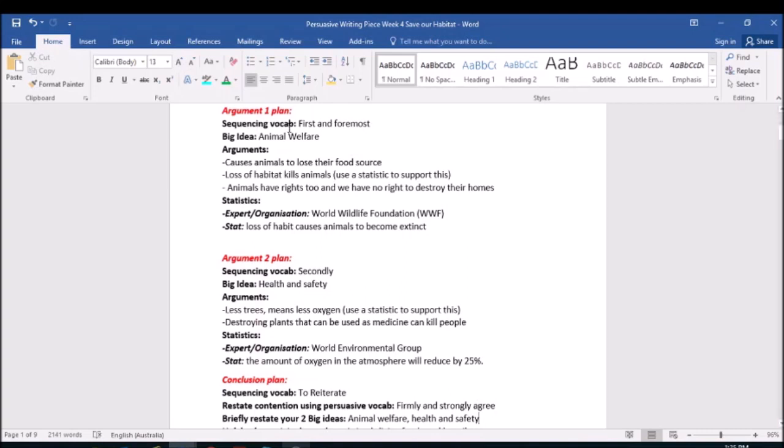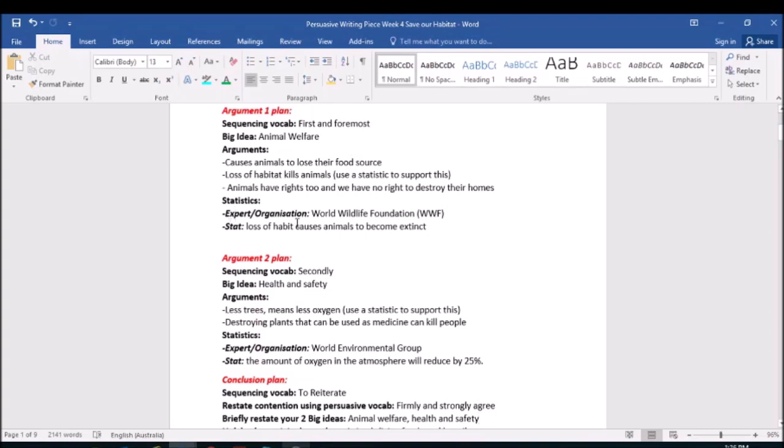So the sequencing vocab that I'm going to start off with my first argument is first and foremost. The big idea I relate to is animal welfare. The arguments that relate to animal welfare: causes animals to lose their food source, loss of habitat kills animals. I'm then going to use my statistic to support this. And I'm also going to say that animals have rights too, and we have no right to actually destroy their homes. What are my statistics?